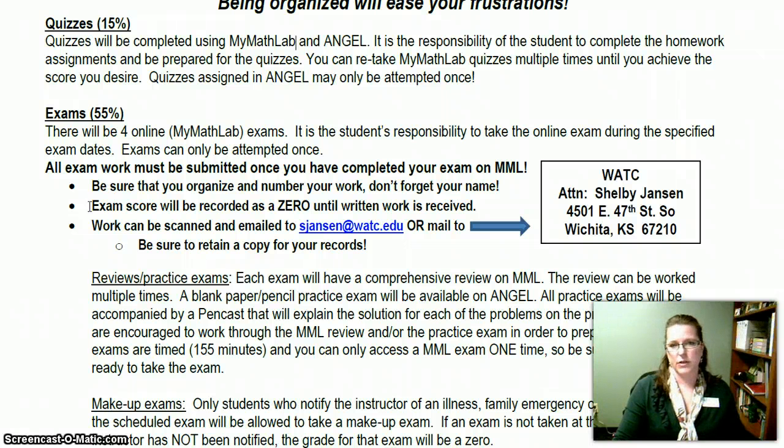So even though you originally got 18 out of 20, if I can see your work, I'll be able to go in and I might be able to give you 19 out of 20 depending on what your errors were. So make sure you send me that written work, and again, I don't really put a due date on that, just as soon as you can get it to me, the better. Otherwise, your grade will show a 0 until I do receive your work.